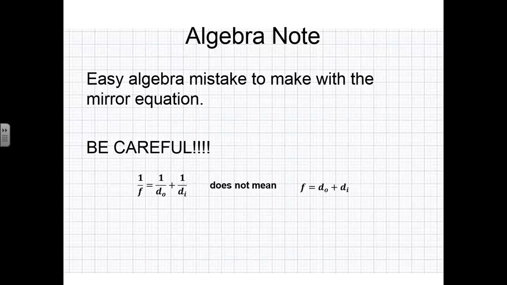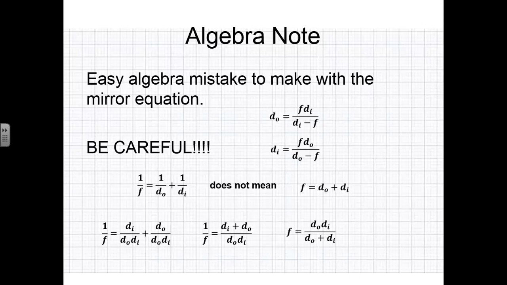Remember that if you're going to add these two fractions, you need to come up with a common denominator. So multiply the first one by d_i and the second one by d_o. And so you actually end up with something that looks like this: 1 over f equals d_o plus d_i over d_o d_i, which if you actually invert it means that f is really equal to d_o d_i over the sum of d_o and d_i. Now, we could actually do the same type of calculation for d_o and d_i and come up with similar types of relationships.